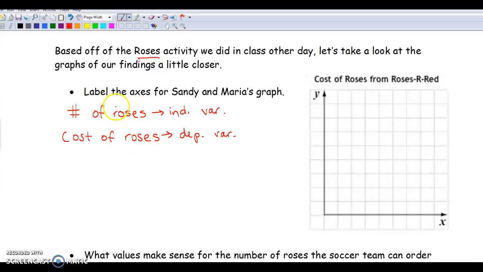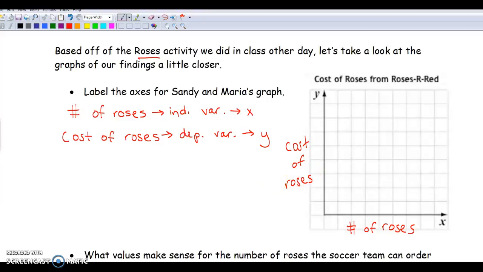Now, anytime you're trying to figure out where to put them, x-axis, y-axis, the independent variable is always your x. The dependent variable is always your y. So if we had to label a graph, number of roses would go along the x-axis, and the cost of the roses would go along the y-axis.